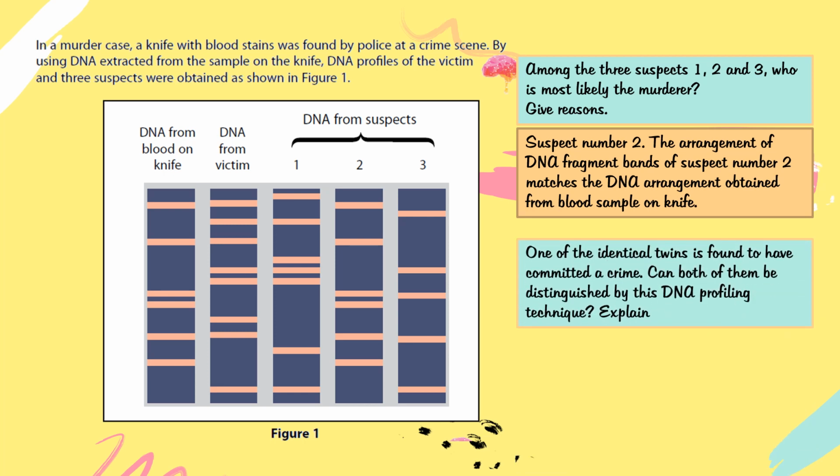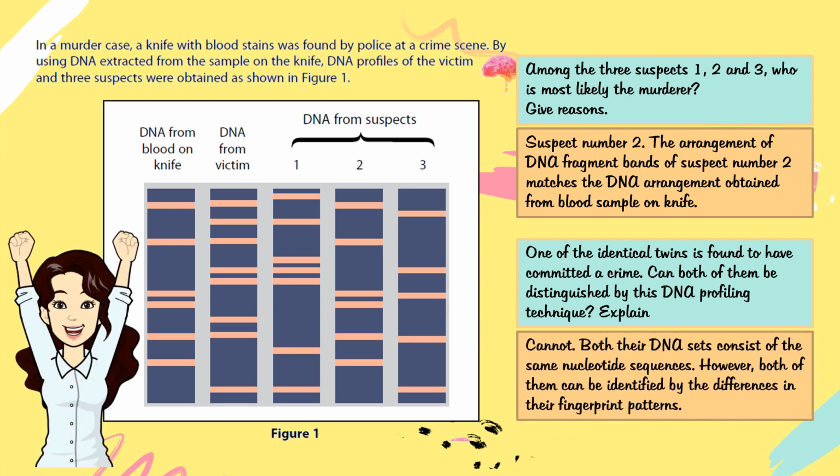Now, one of the identical twins is found to have committed a crime. Can both of them be distinguished by this DNA profiling technique? Yes or no? Why? No, both their DNA sets consist of the same nucleotide sequences. However, both of them can be identified by the differences in their fingerprint patterns.